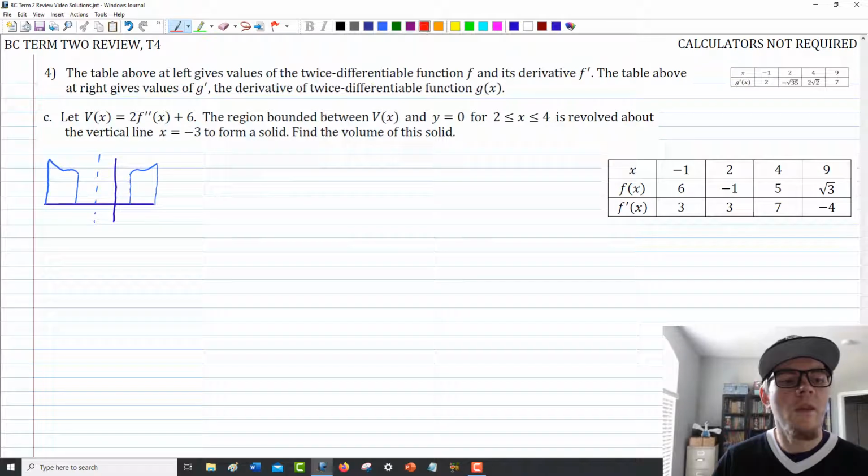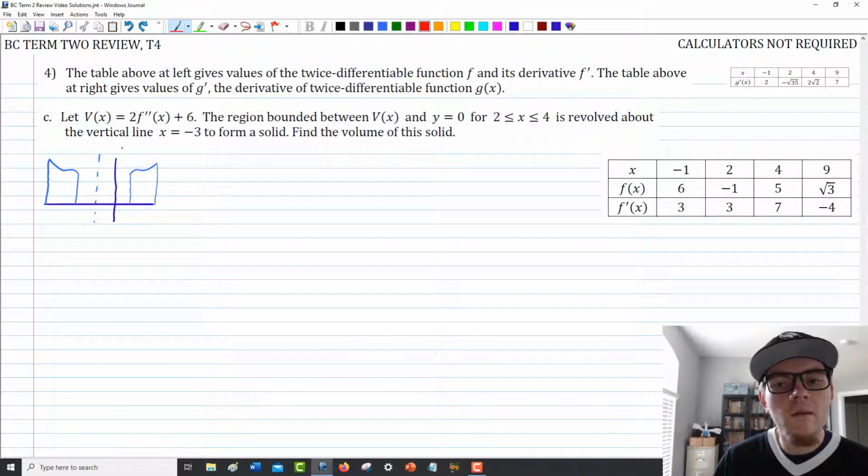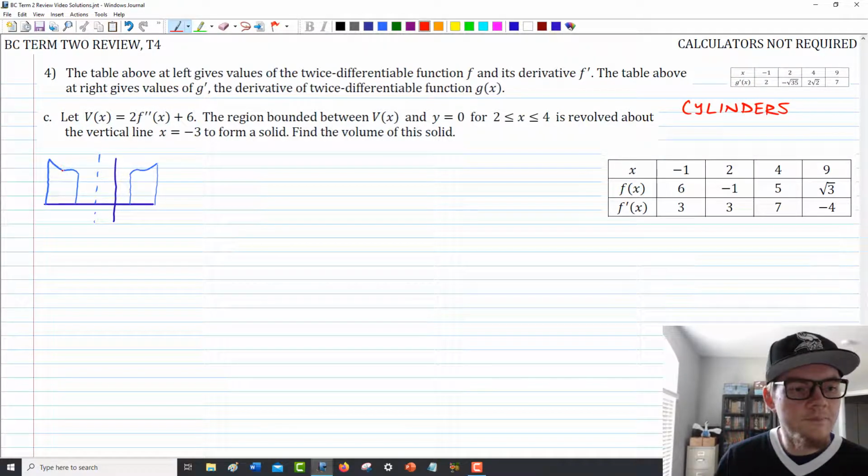There's our picture. And now here, something I want to point out is since we're revolving about a vertical line and we don't have the information to solve this equation for x, the only way that we can approach this is with the BC topic of cylinders. So we're going to need to use the cylinder method in order to evaluate this. So I'm going to draw a representative cylinder in here, just to help me see.